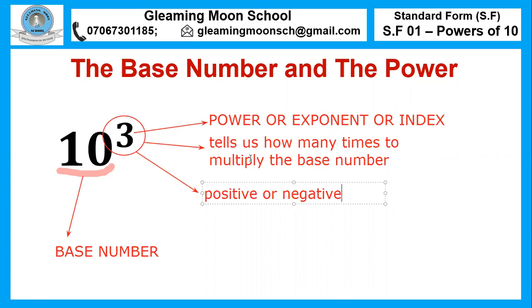So I'll ask you in your book to pause this video, copy down this key information, the base number and the power. You write 10 raised to the power of 3. 10 is the base number. 3 is the power or the exponent or the index. And 3 tells us how many times we multiply the base number by itself. And that 3 can be a positive 3, like in this case, or a negative 3.